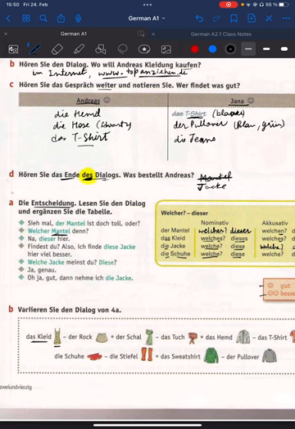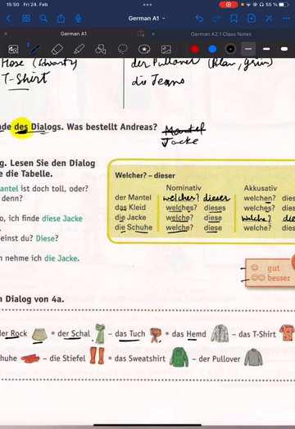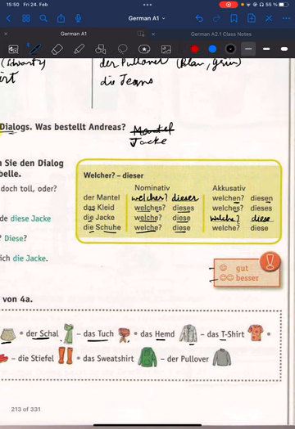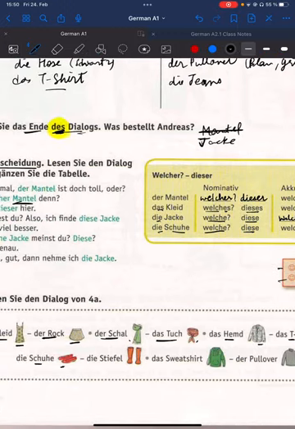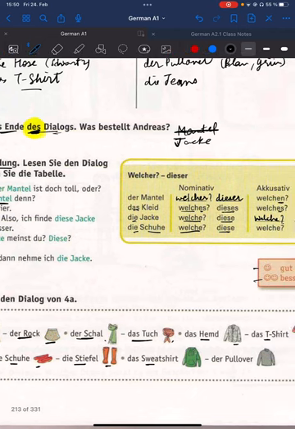Das Kleid is dress. Der Rock is skirt. Der Schal is shawl. Das Tuch is, what do we say that? Muffler, right? Yeah. Das Tuch. Das Hemd is shirt. Das T-Shirt is T-shirt. Die Schuhe, shoes. Die Stiefel is boots, long boots. Das Sweatshirt is sweatshirt. Der Pullover is pullover. These two are used even for sweatshirt. I say pullover. It's fine.